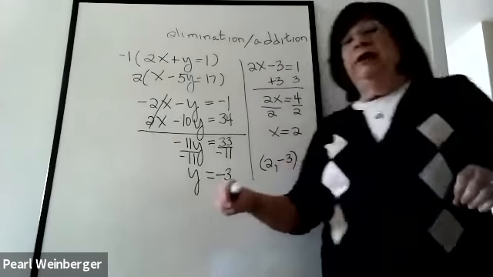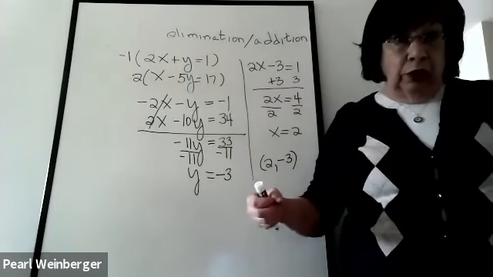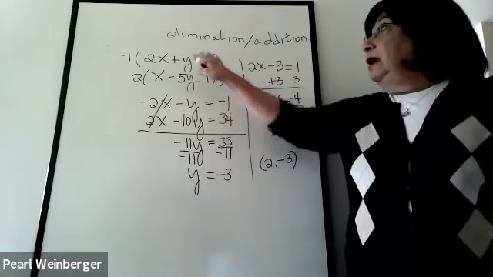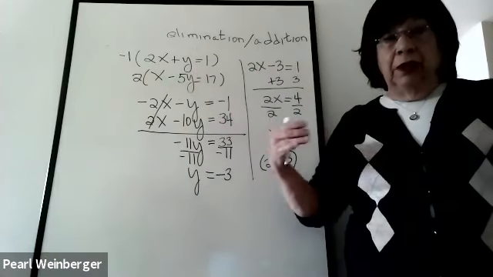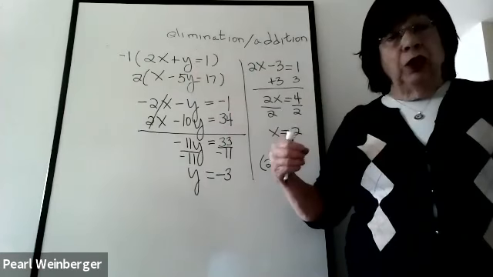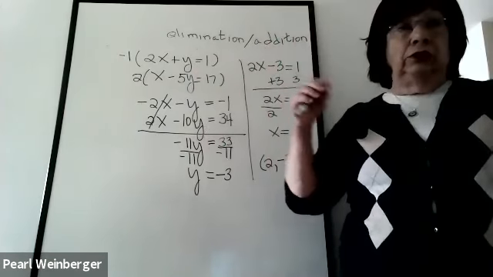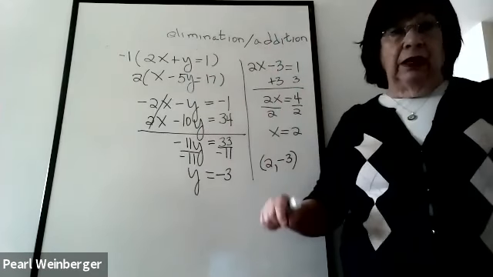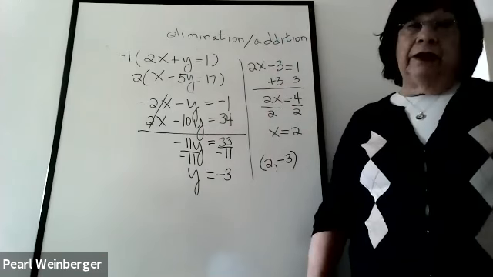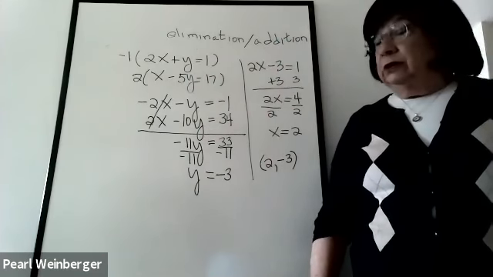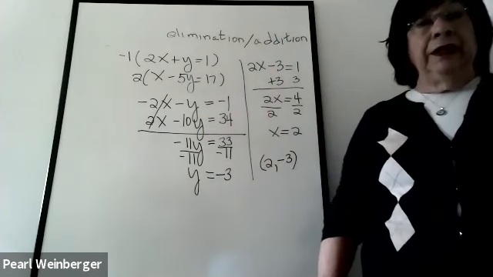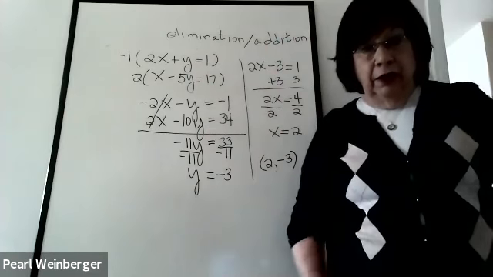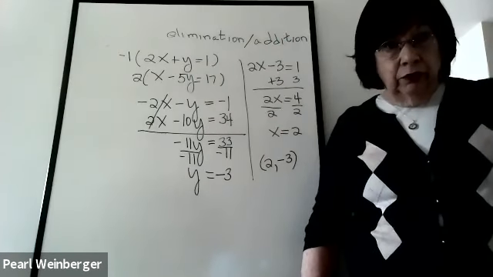So sometimes we have to do a little bit of prep work before we actually add the equations. We have to make sure that we multiply the equations in such a way that either the x's or the y's will have the same coefficient but opposite signs. And then when we add it, that variable will be removed. It'll be eliminated. Are there any questions before I give you one to try on your own?